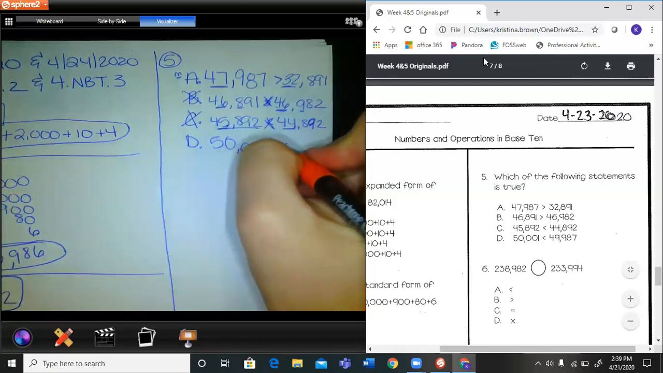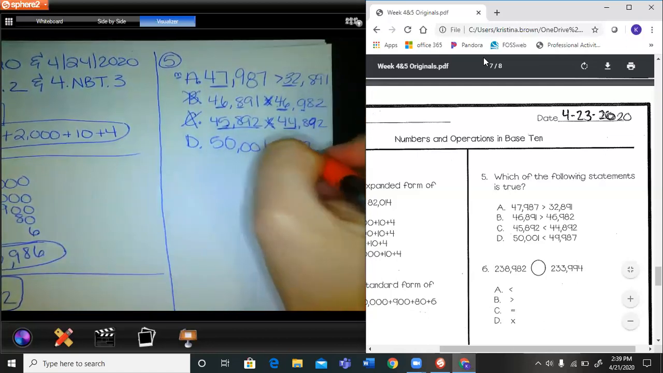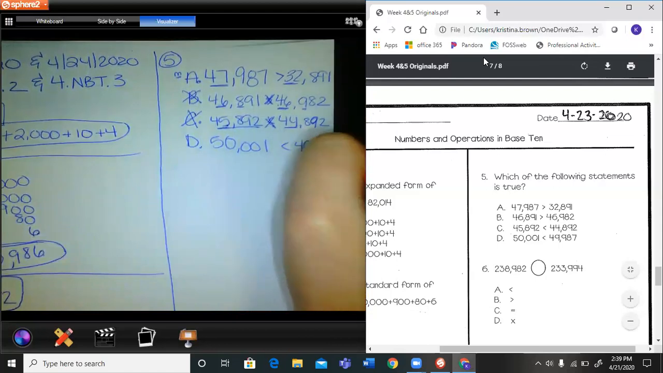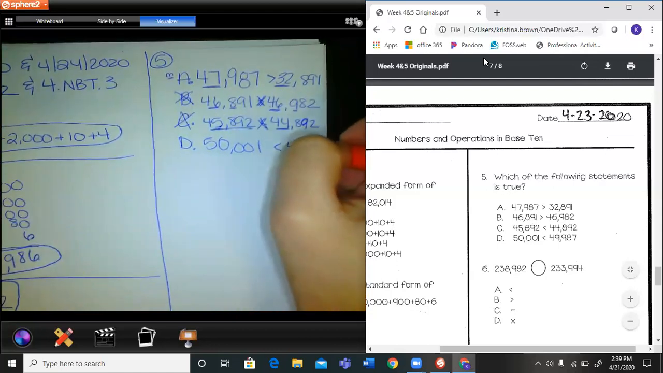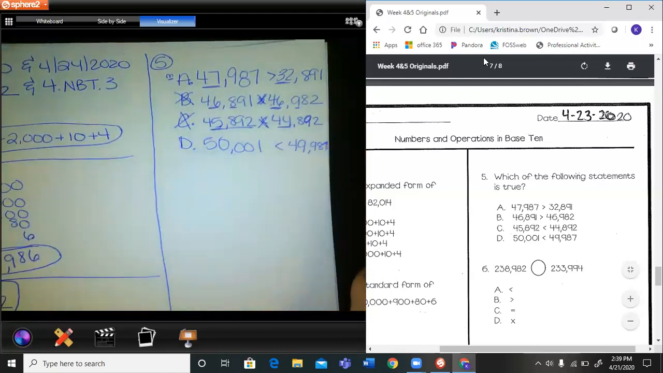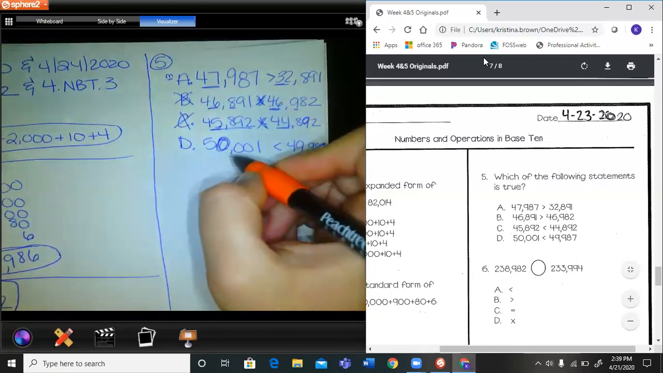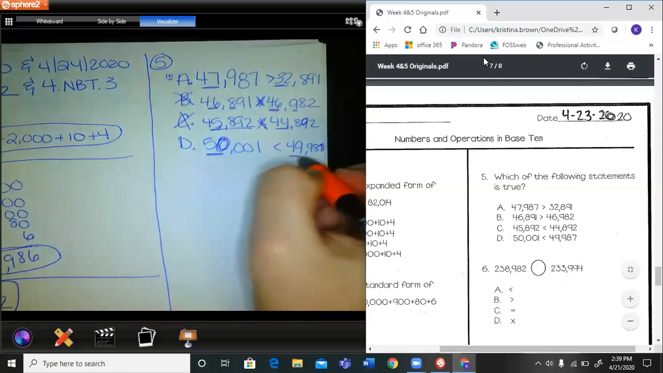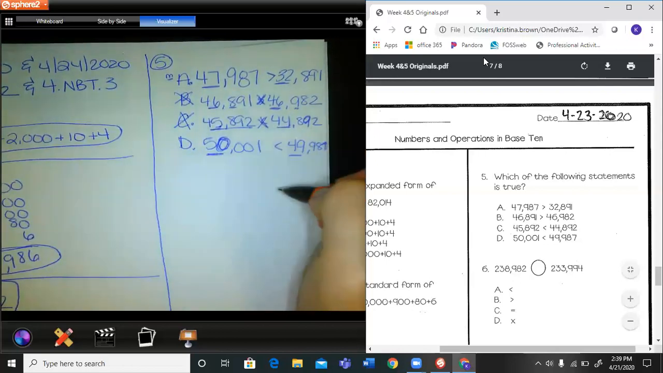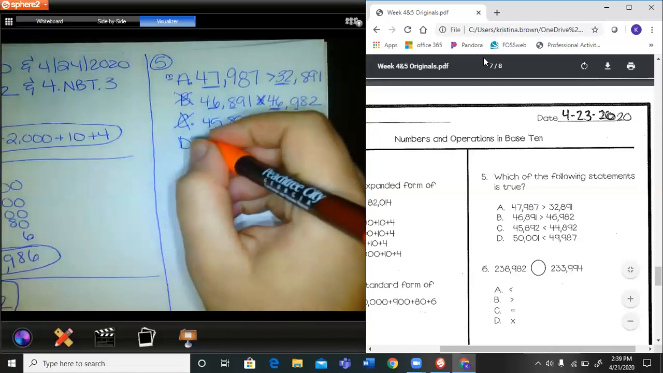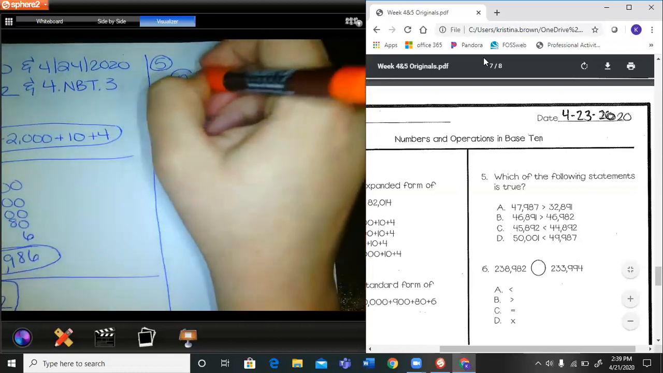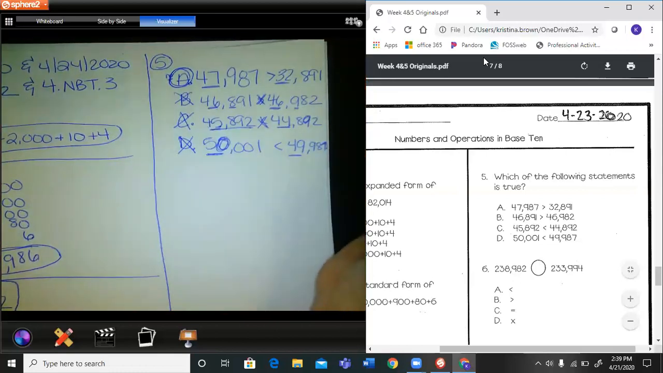50,001 is less than 49,900. Oops, running out of room on my paper. So here I'm comparing 50,000 and 49,000. 50,000 is larger than 49,000. So this is not it. So my correct answer is A.